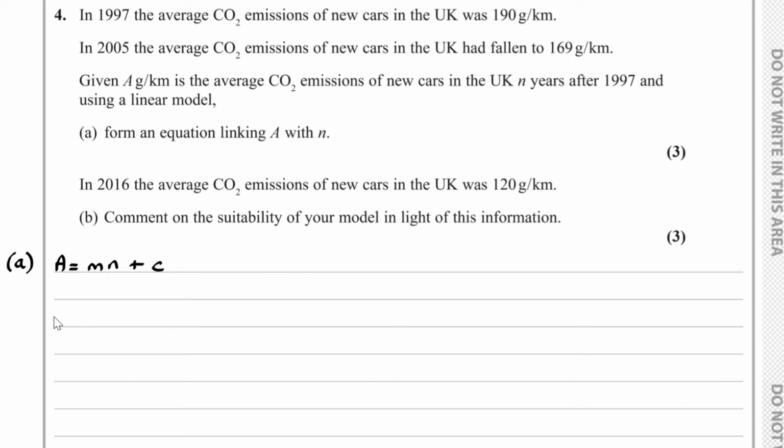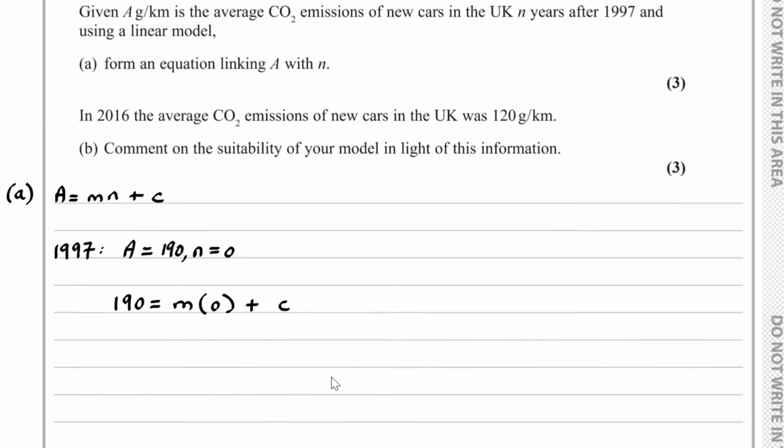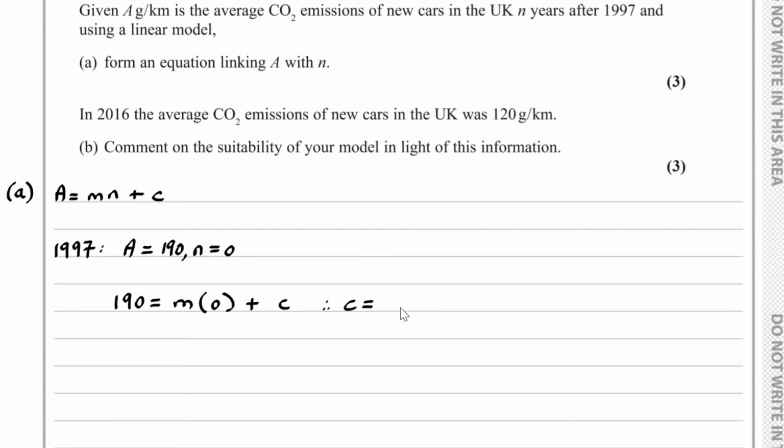Now, in 1997, what we see over here, A is equal to 190 and n is equal to 0. Remember, n is the number of years after 1997, hence n is equal to 0. And with this, you can hopefully see, if we substitute into this equation here, 190 is equal to m lots of 0 plus c. In conclusion, c is equal to 190.